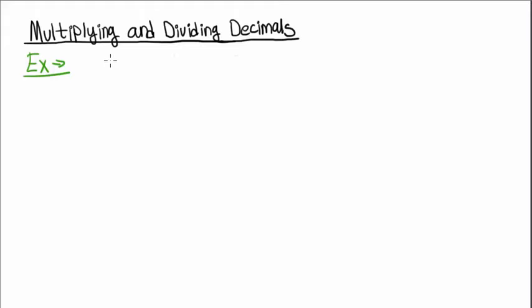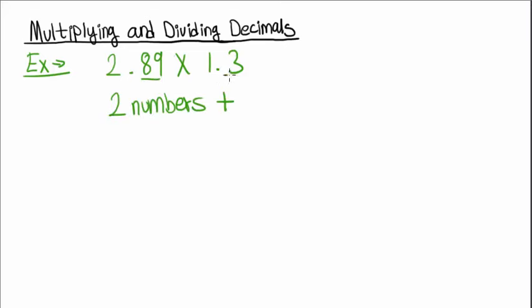Let's do a couple more multiplication with decimal examples. So in this example, let's say I have something such as 2.89 times 1.3. Now my final answer will have the combined number of numbers after the decimal points in all of the terms in the original problem. So what do I mean by that? Well, the first term has two numbers after the decimal point. Similarly, the second number only has one number after the decimal point. And since 2 plus 1 is equal to 3, my final answer will have 3 numbers after the decimal point.